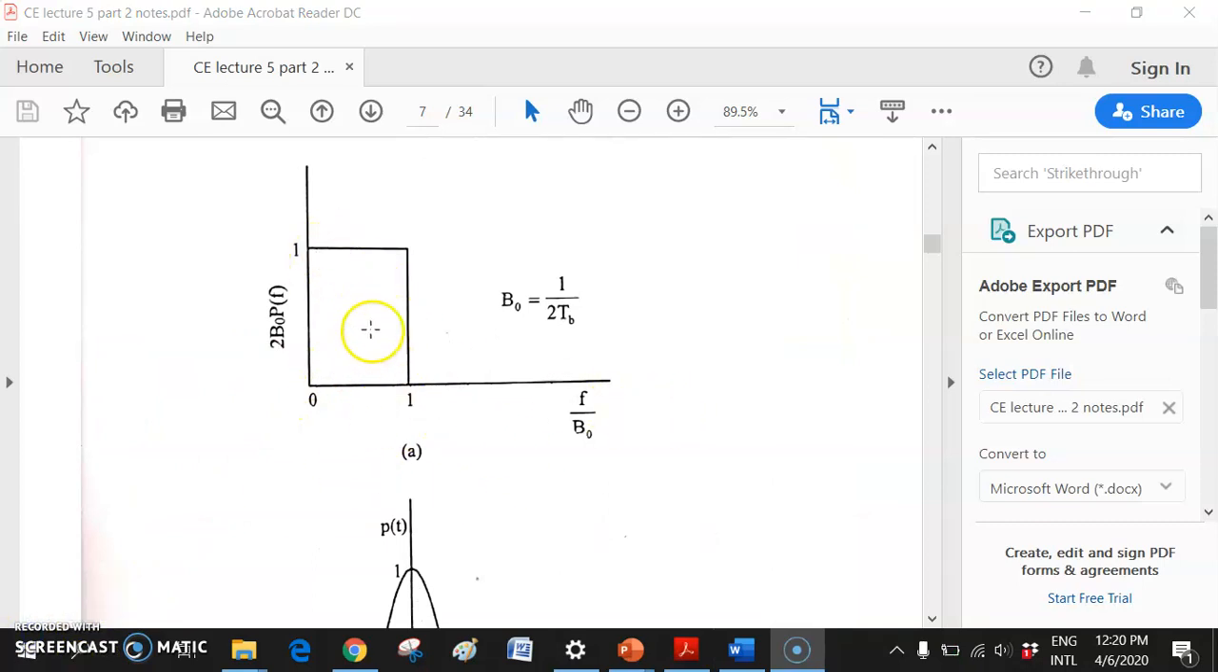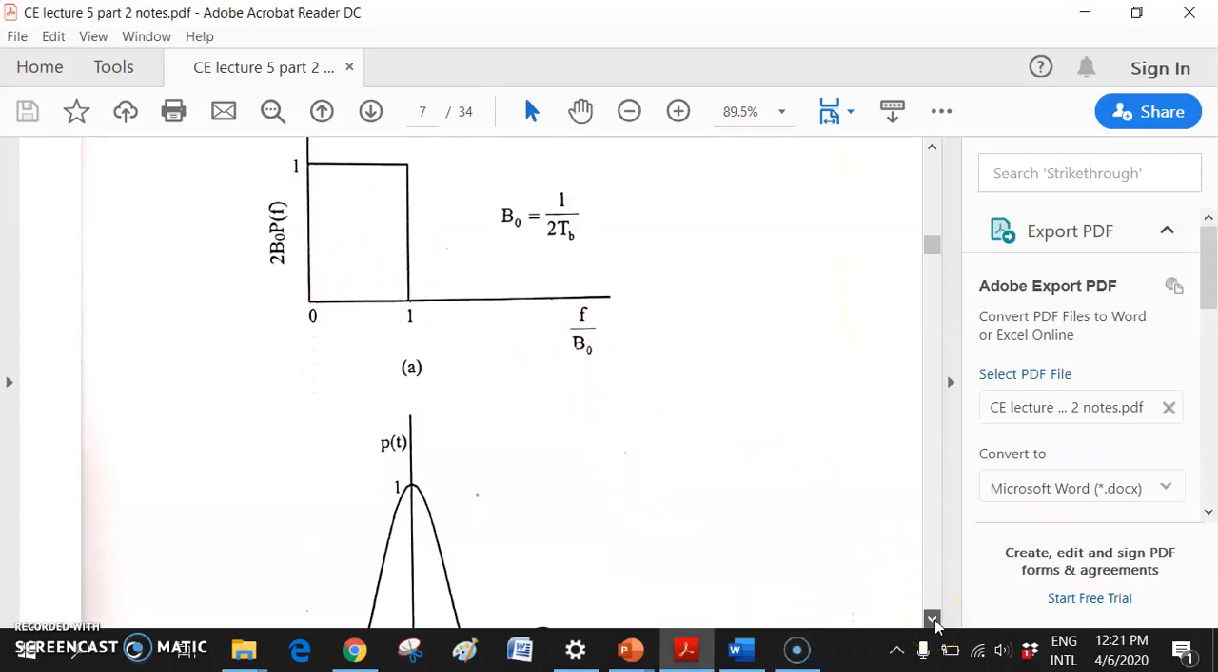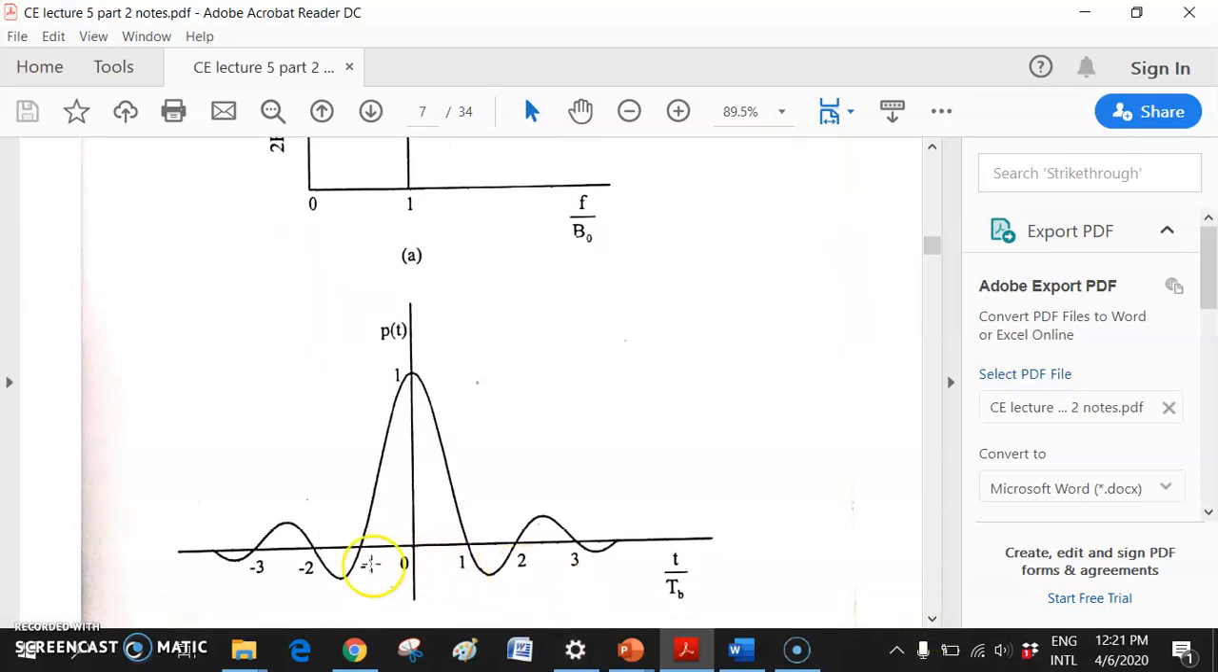This is the graph of the ideal low pass filter. This is the frequency axis, and this is the amplitude of the gain of the filter. Up to this you are getting a flat high gain, and after that it is 0. Now see the PT function. The gain is high from minus B0 to plus B0. Otherwise, after every TB it crosses 0, so it is slightly oscillatory in nature. This is the sinc function, right? If I can make PT a sinc function, then my problem is solved, and the ISI will never bother me.